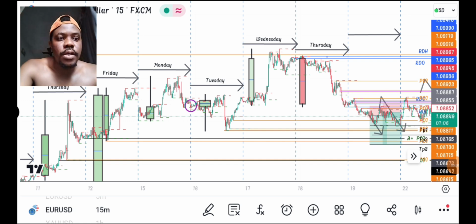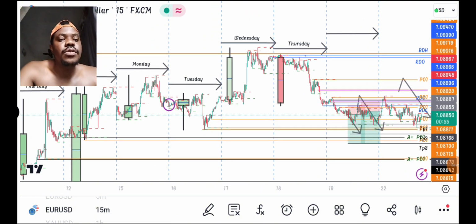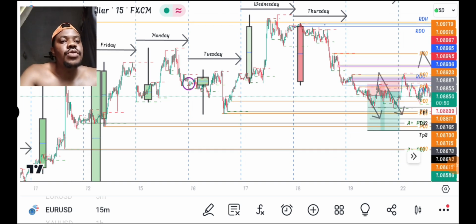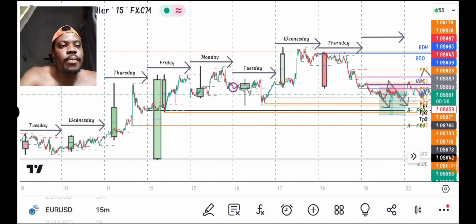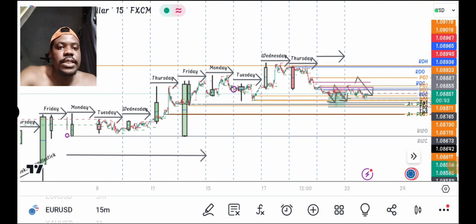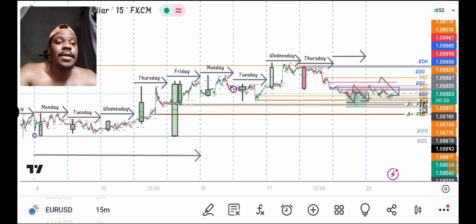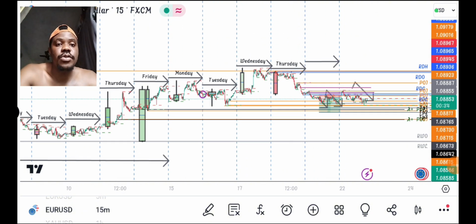Today is Monday and unfortunately I haven't taken any trades since today, but hopefully by tomorrow I will start taking opportunities. So today I just want to do the normal thing I do every week. I want to draw my weekly candlestick on my 15-minute time frame so I can determine where I would be expecting price to head to this week.